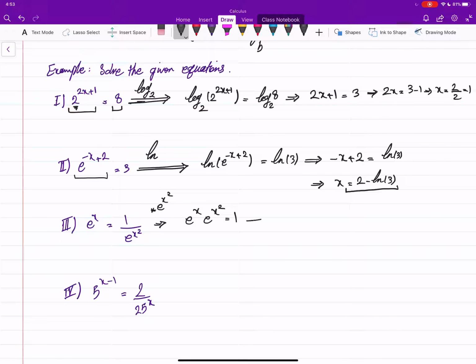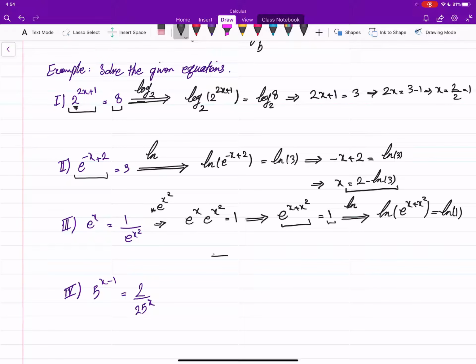Well, use the properties of exponentials: e to the power something times e to the power x squared, you can add the exponents. Now it is of the form where one side is exponential and the other side is a number. Now you can use the inverse function property, find log of the same base, here meaning ln of both sides. So ln of e to the power x plus x squared equals ln of 1.